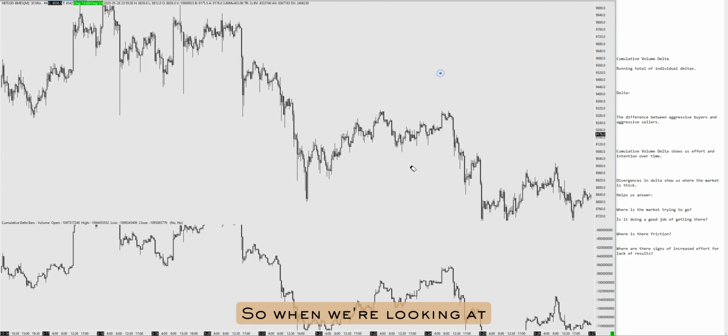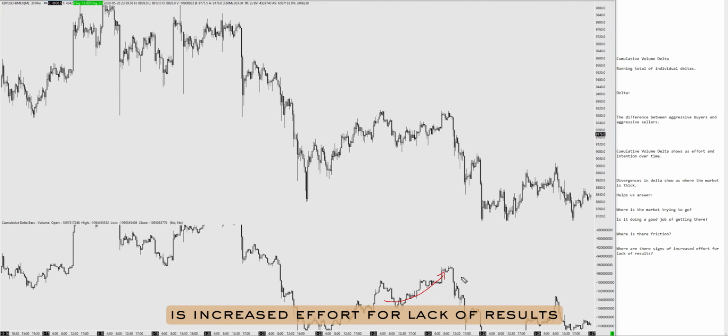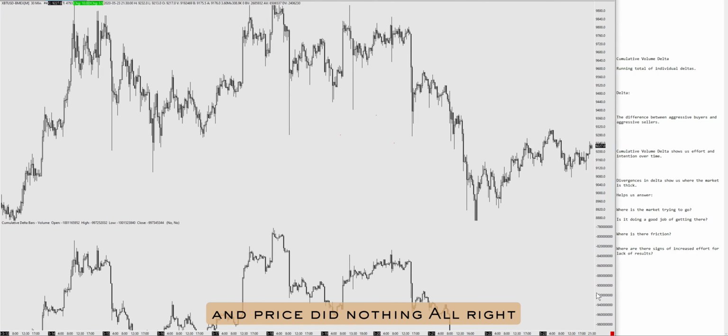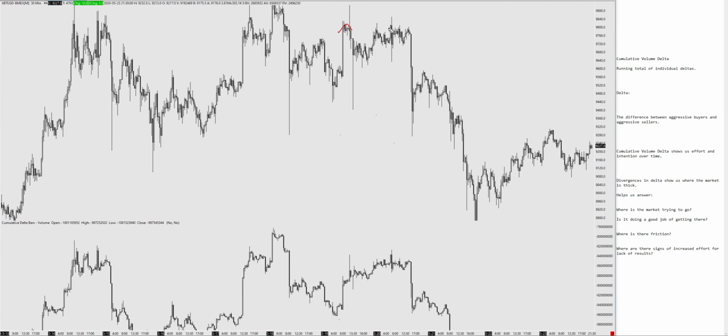So when we're looking at a divergence in delta, what we're really seeing is increased effort for lack of results. Okay, so we could go throughout this chart and there'll be multiple instances of times where we had these delta divergences and price did nothing. All right, so we see that over here, for example, we have a high, we have another poke at that high, and the delta value over time had been increasing.